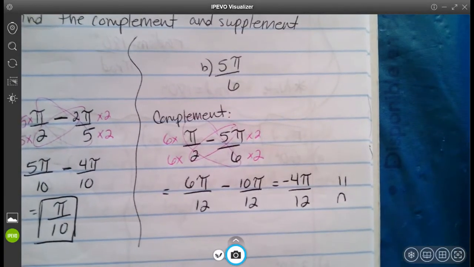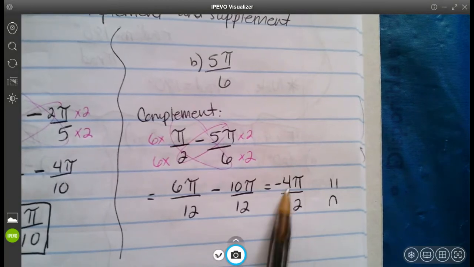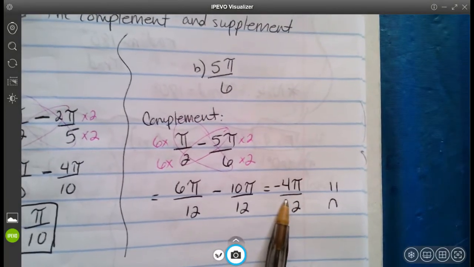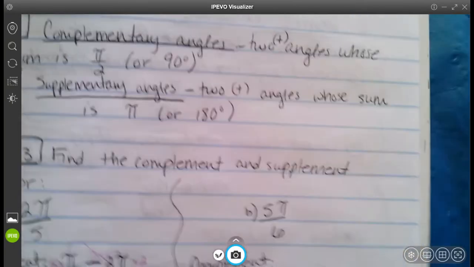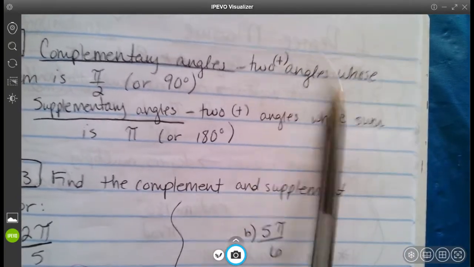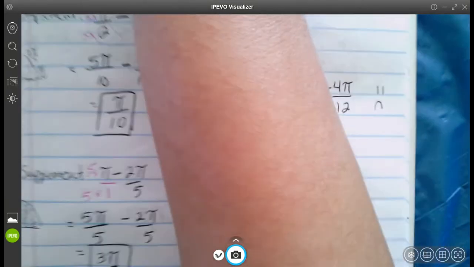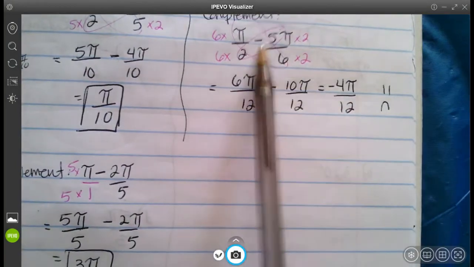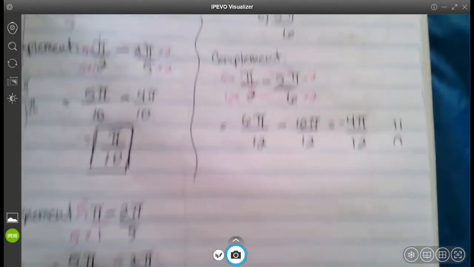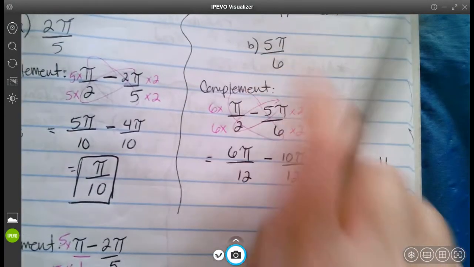What happened? Okay, so this is kind of important because we should not end up with a negative answer. Let's look back at the definition. It says two, and I didn't write this, I put a little plus, two positive angles whose sum is pi halves, which means that our angle has to be positive for this to work. So why did this one come out negative? It came out negative because 5 pi 6 is bigger than 90 degrees. This is going to be bigger than pi halves.